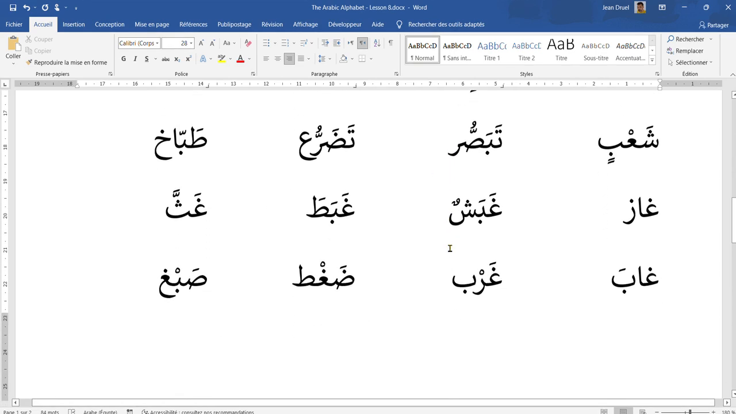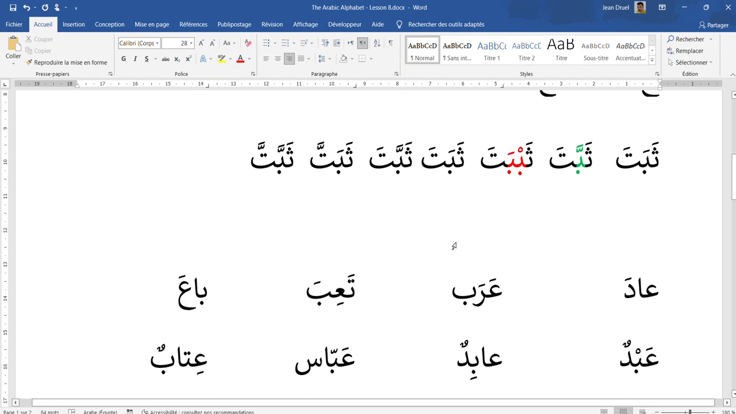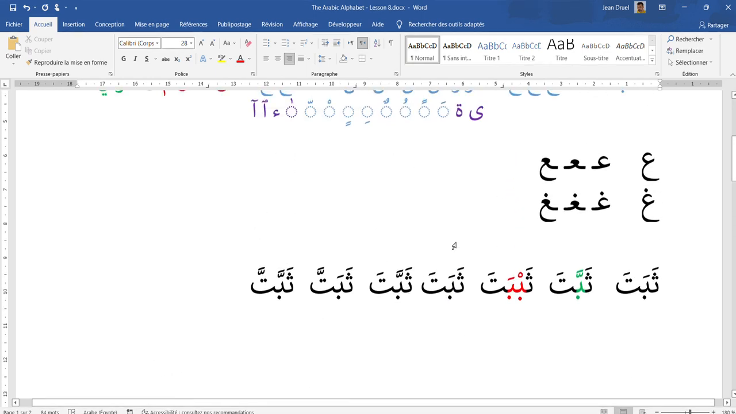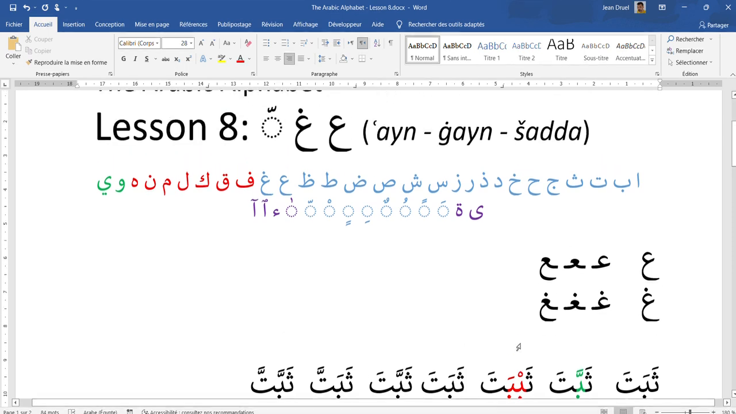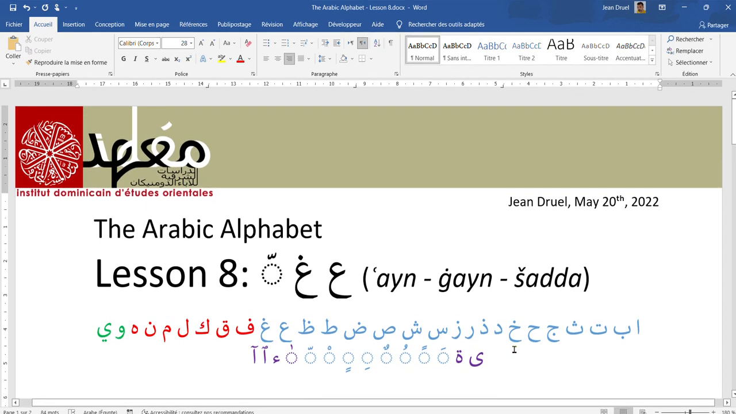So now you have a good series of examples to practice. Remember the ʿayn and the ġayn, and the rules for the shadda, which can be in the middle or in the end, but never in the beginning, because it is the phonetic equivalent of a sukun plus the same consonant with a vowel, any vowel. Okay, see you next lesson.